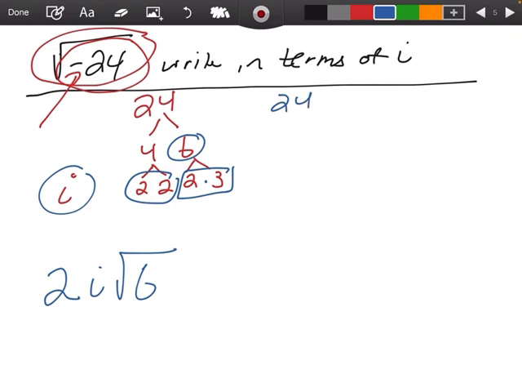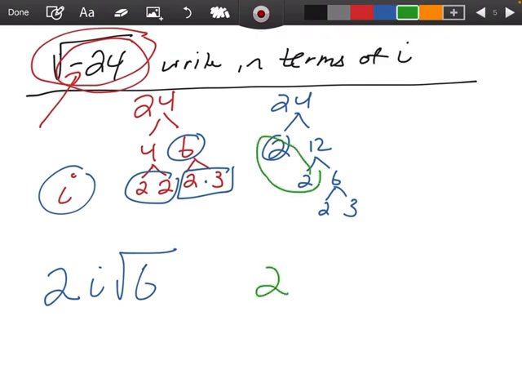But the question could be, well, what happens if we decided to break down 24 into, say, 2 times 12? Well, then we could break down 12 into 2 times 6, and we could break down 6 into 2 times 3, and we could still say, look, we have a pair of 2's, so the 2 is going to come outside. Because we have that negative, here's our i. And this 2 and this 3 together multiply back to give us that 6, right?